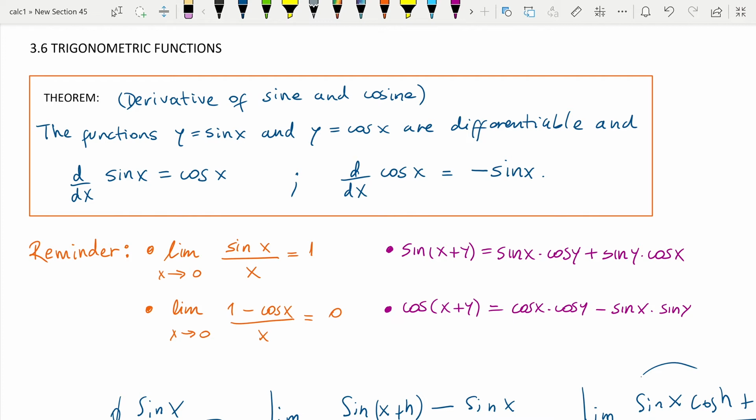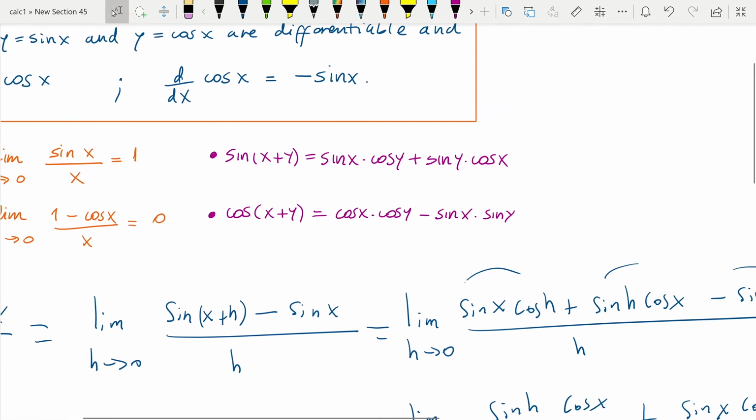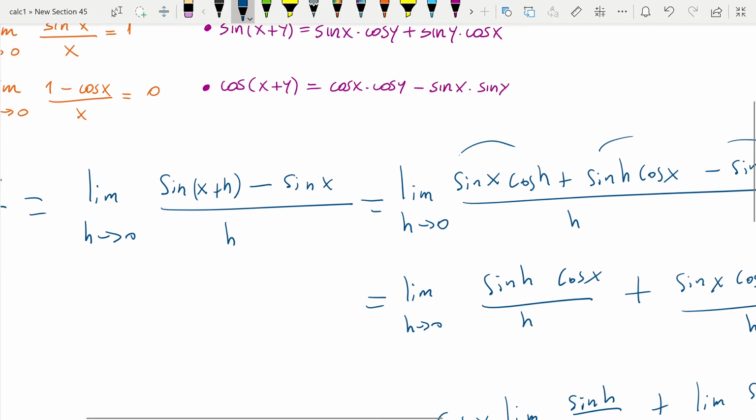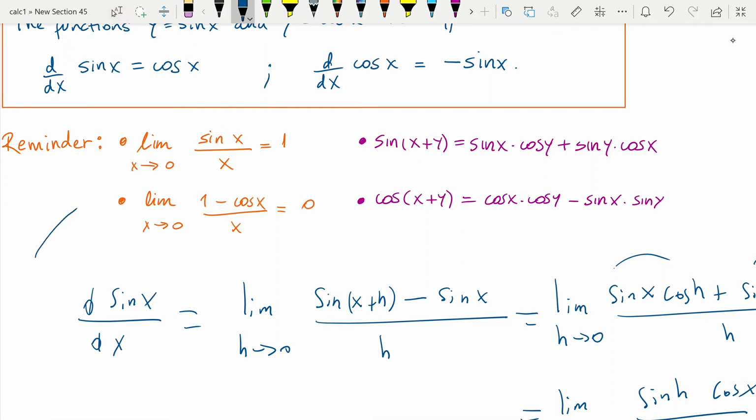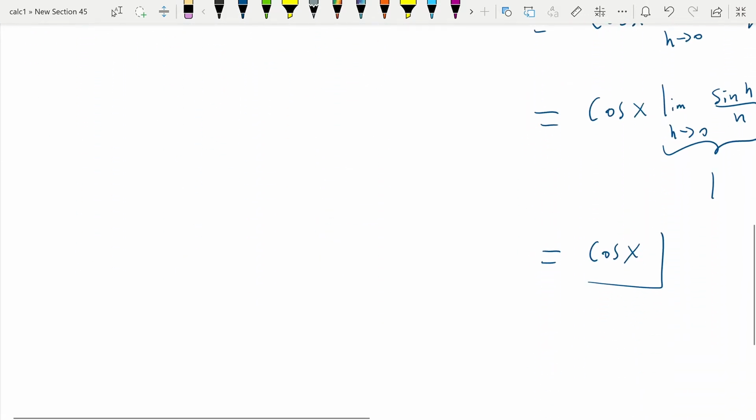The second part, namely the fact that the derivative of cosine is minus sine, can be derived similarly using this formula instead. So the cosine of x plus h can be developed in this way: cosine of x times cosine of h minus sine of x sine of h. And you again need to use these two limits here in order to compute that derivative, which is not difficult.